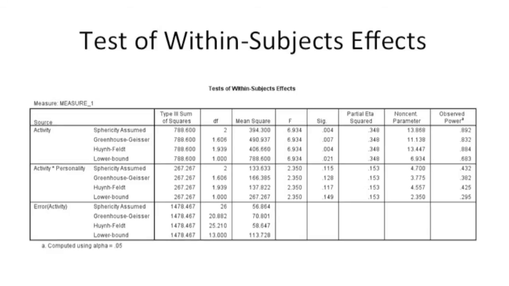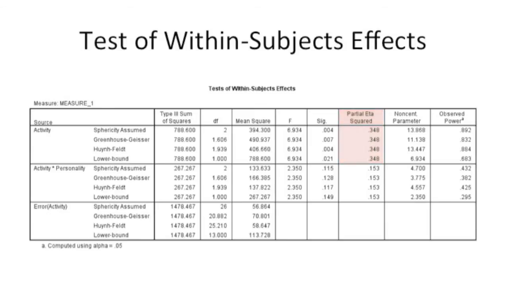What we don't know is where the difference in enjoyment is. Is it abseiling that's enjoyed more than lawn bowls? Are lawn bowls and meditation significantly different? Or is it meditation and abseiling? Now, the partial eta squared is a measure of effect size. It can be interpreted as the proportion of the variance in the enjoyment scores that can be attributed to the independent variable of activity. Here, the partial eta squared is 0.348, meaning that the type of activity accounts for 34.8% of the variance in enjoyment scores.